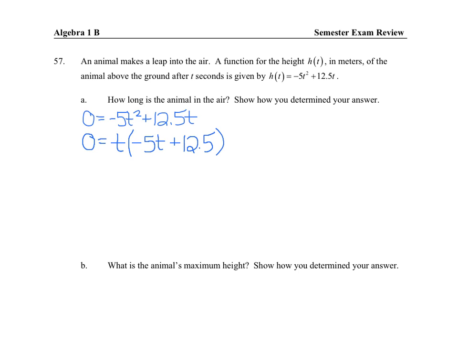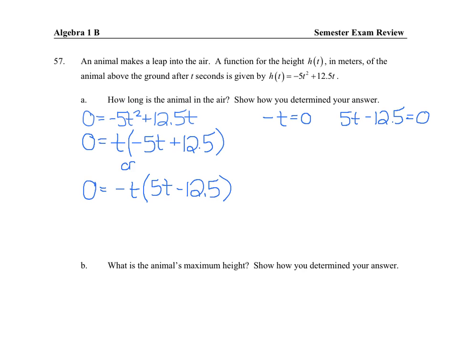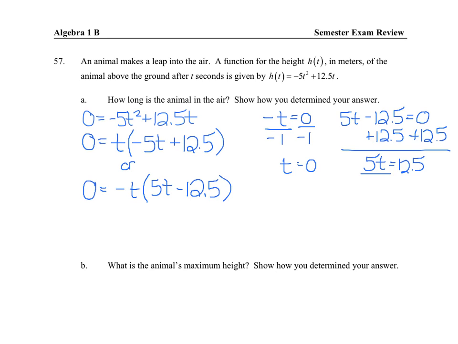I know that I also told you to take out the negative, so you could have pulled out a negative 1 as a GCF as well, so negative t, and then had 5t minus 12.5. Either way, you're going to get the same answer in the end. So we're going to set each factor equal to 0, so negative t equals 0, or 5t minus 12.5 equals 0. I'm going to divide negative t by negative 1 to give me t equals 0. And for this one, I'm going to add 12.5 on both sides to get me 5t equals 12.5. And then I'm going to divide by 5, and t is going to equal 2.5.